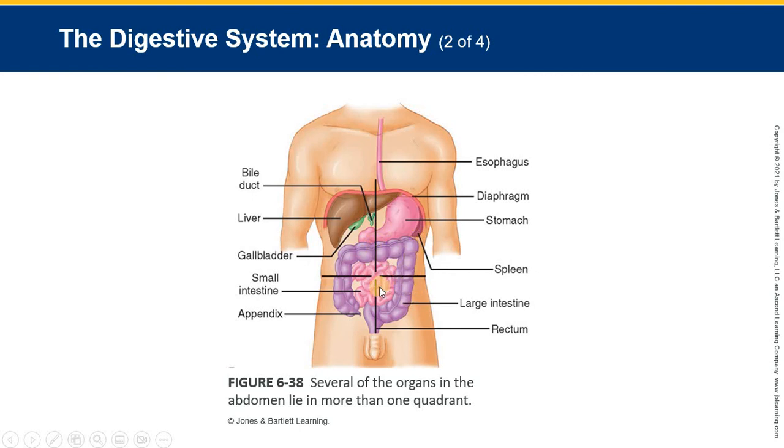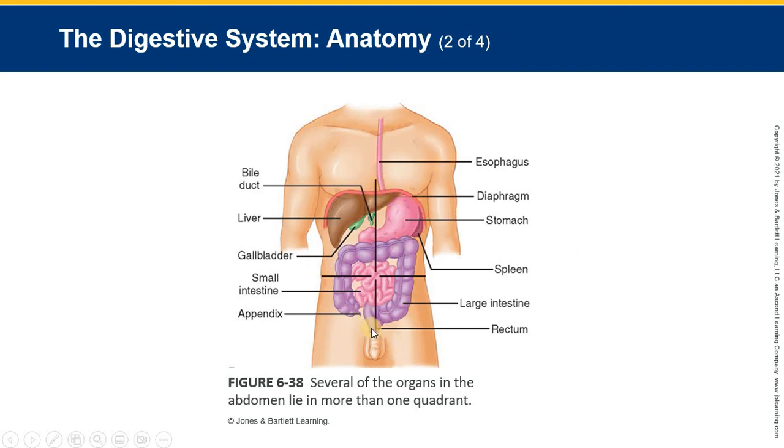Below that is your left lower quadrant. And then your right lower quadrant, which has your appendix in it. Your right upper quadrant, which has your liver in it. Your left upper quadrant has your stomach and your spleen. And then your left lower quadrant has intestines.